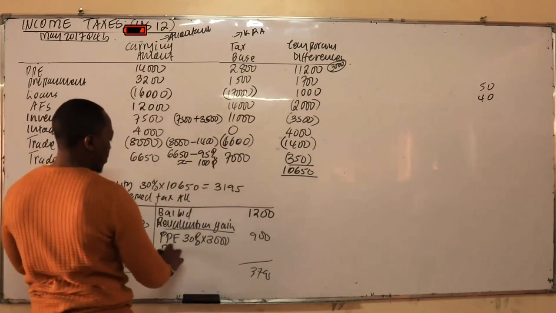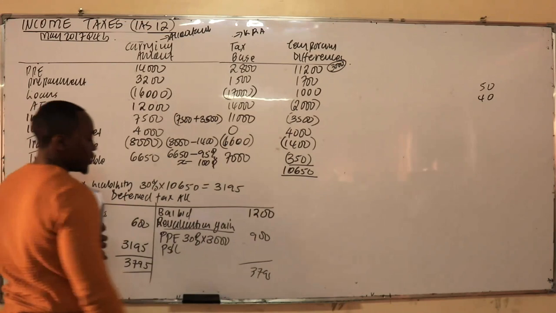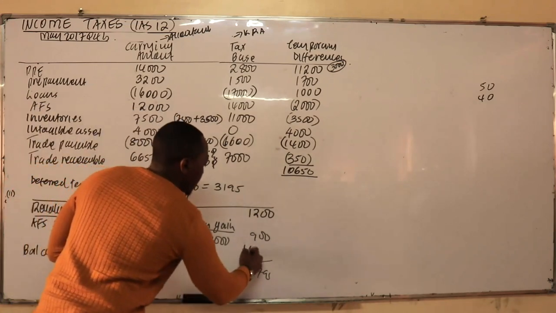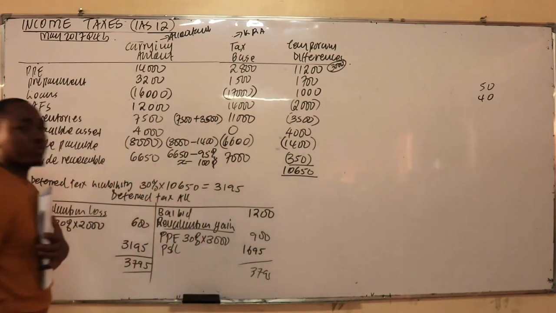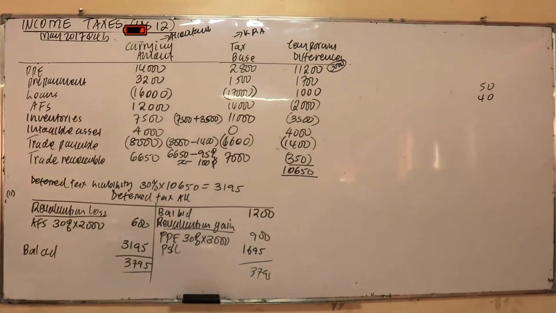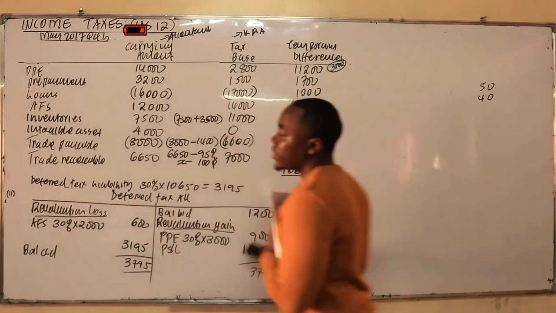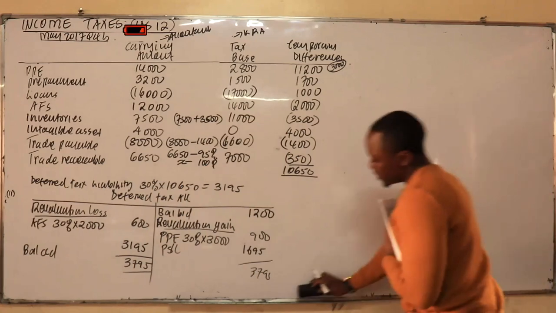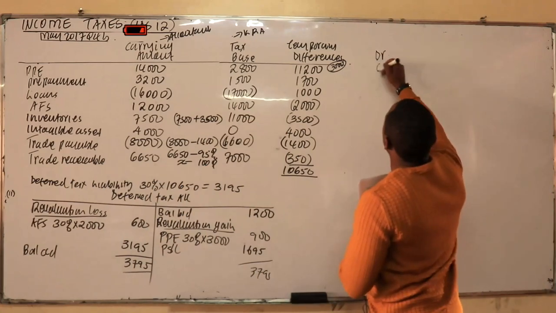So how much do you take to P&L? 1,695. Yes, this goes to the P&L. In case you are asked for the journal entries, you're not asked about the journal entries here. They wanted the deferred tax account. So what do you debit? What do you credit?